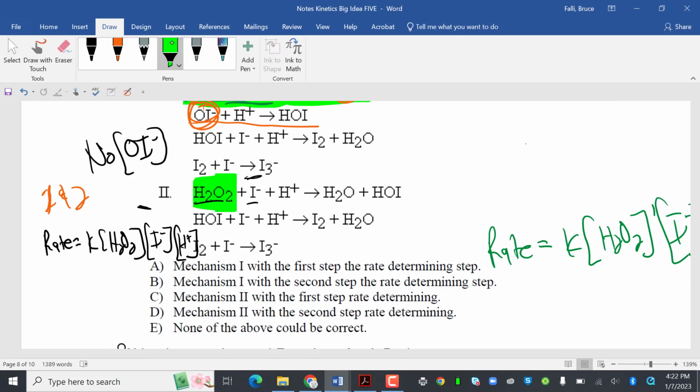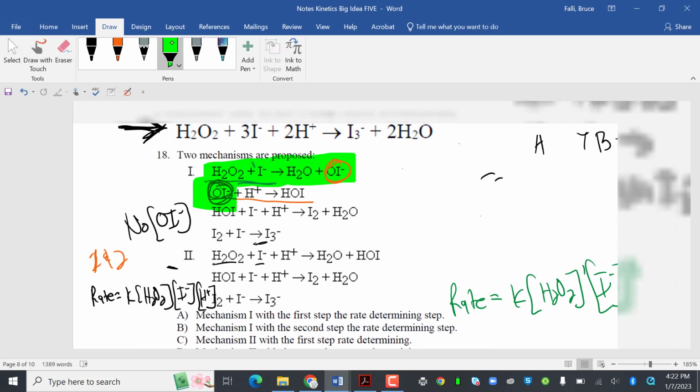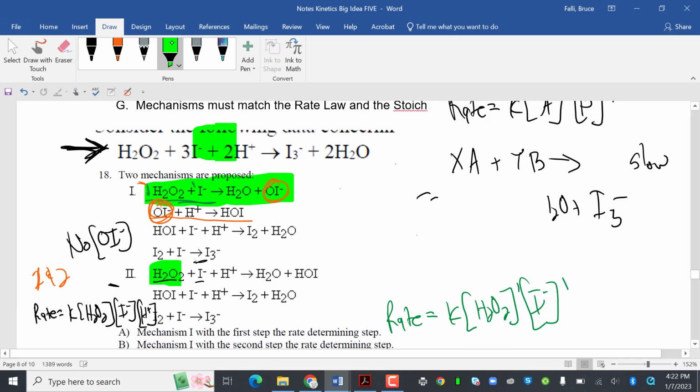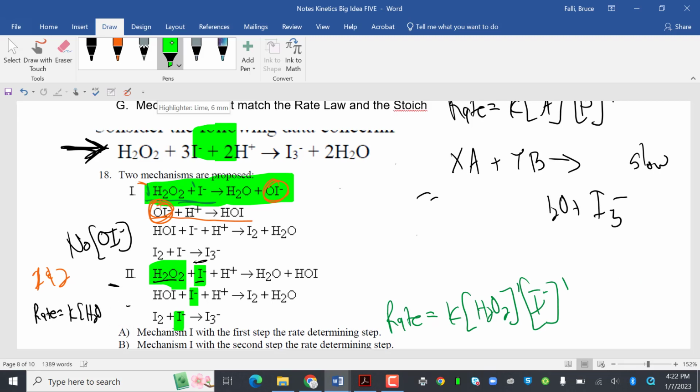I got H2O2. I got one of those. Remember, I'm looking for this balanced equation. I need 3 I negatives. H2O2, got it. I, check. I need 2 H positives. Check. Check. I need 1 I3. Check, baby, 1, 2, 3, 4. I need 2 waters. And then I need the things that are left over to cancel out. Bye-bye HOI, bye-bye I2. So the stoich works for that one.